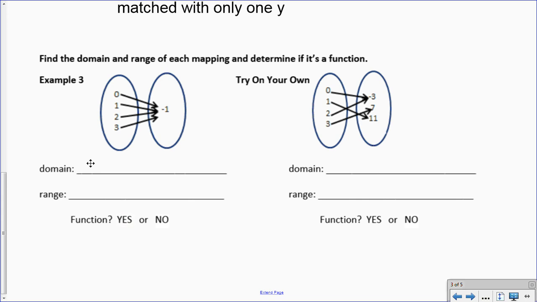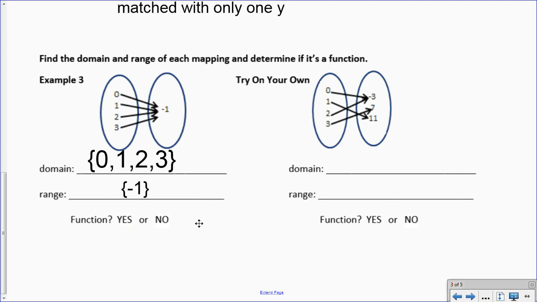We write it out, and when we list the domain, we still use braces. Okay? So I just put a brace, 0, 1, 2, 3, close the braces. Your range is all the numbers in the second bubble. So right here is -1. So that's all I put in the brace, -1.